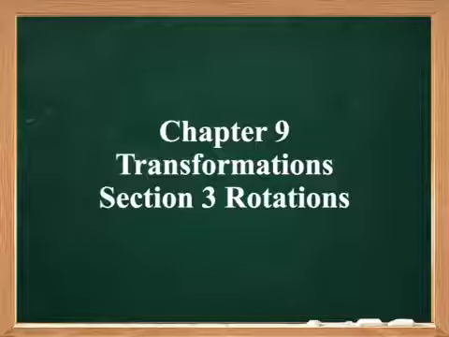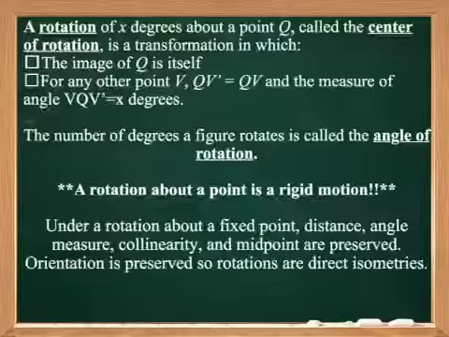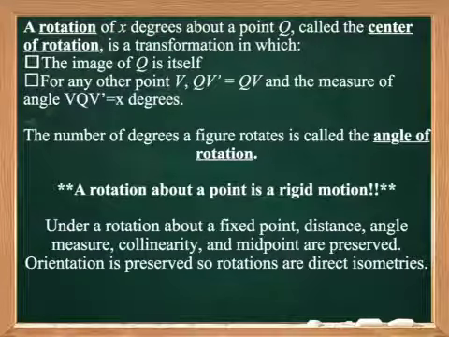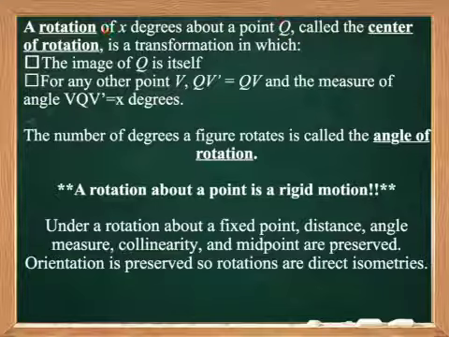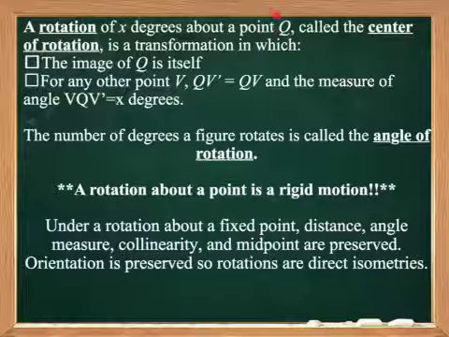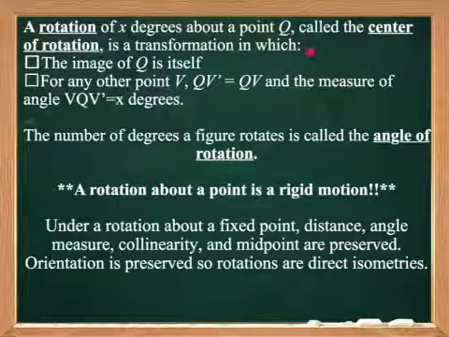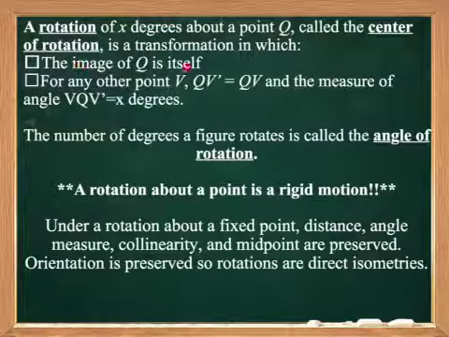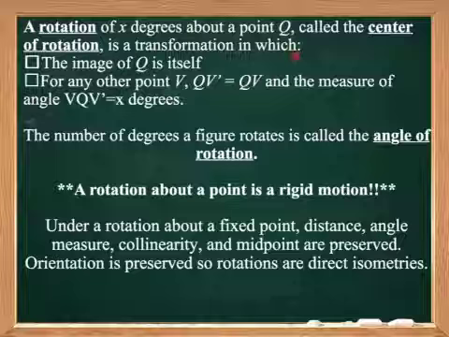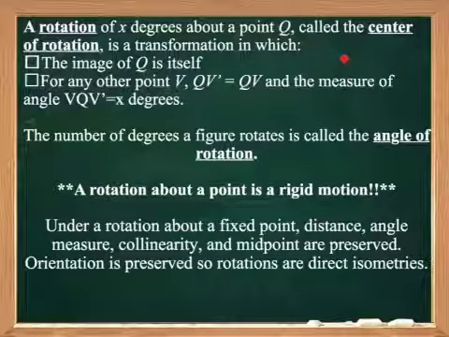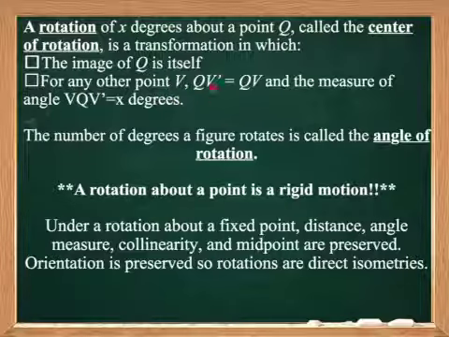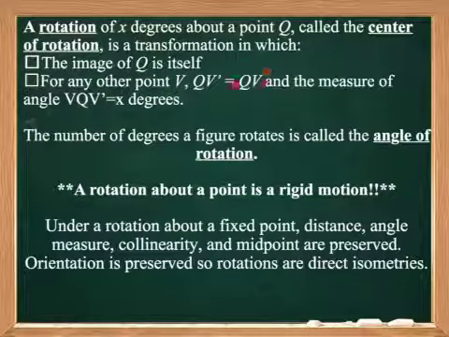Chapter 9, Section 3, Rotations. A rotation of x degrees about a point Q, rotations are always going to be about a point, called the center of rotation, is a transformation in which the image of Q is itself. So if you're rotating it about a point Q and Q is on the figure, Q stays itself. And for any other point V, QV prime is equal to QV.